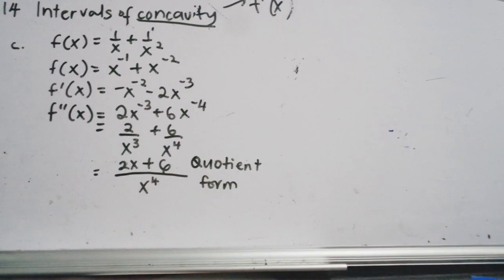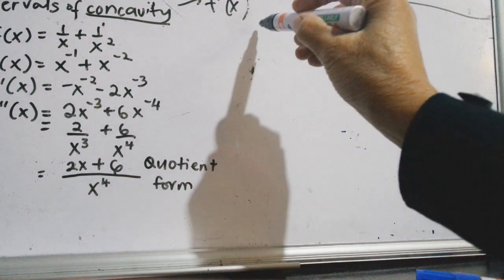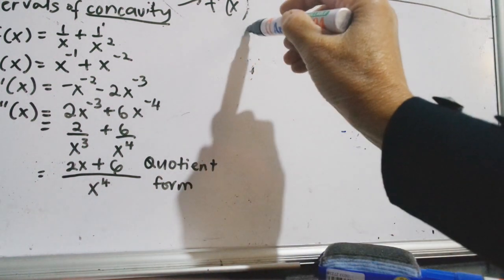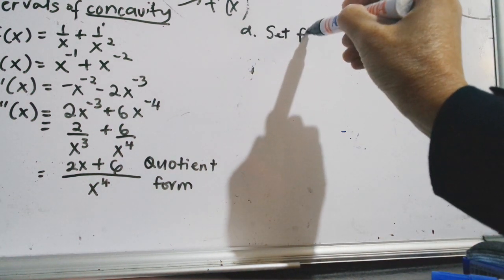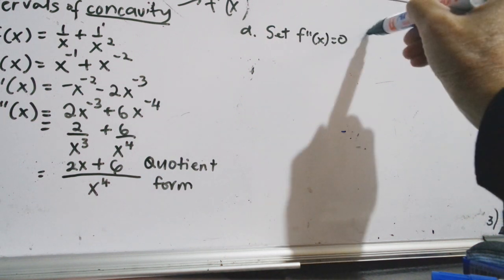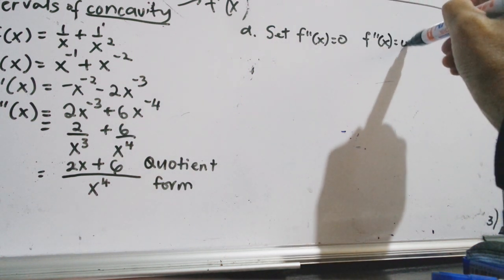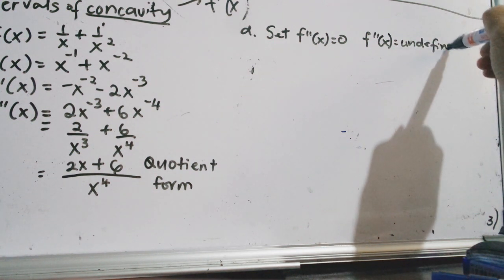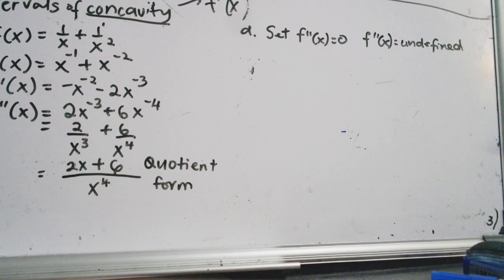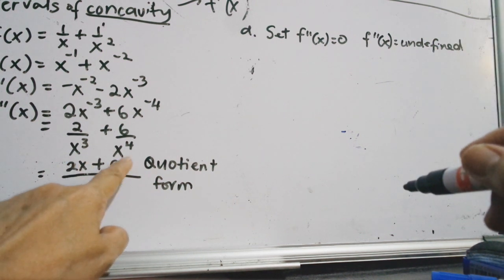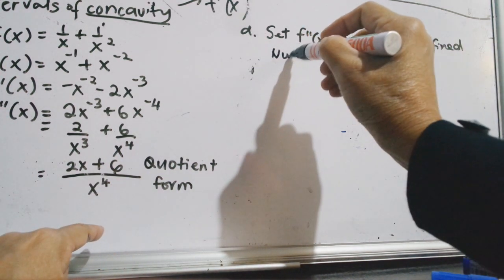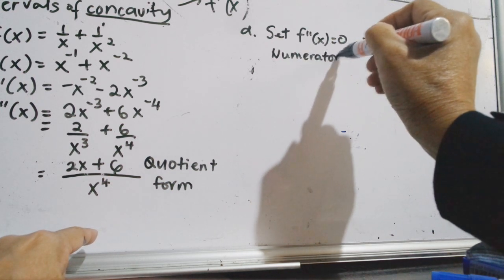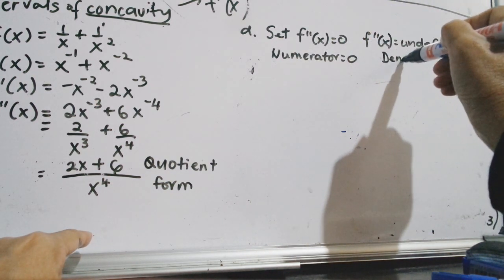Once I get that, the next step is to set f double prime of x equals 0, and then set f double prime of x undefined. For the 0, I take the numerator. The numerator is 2x plus 6, and x to the 4th is the denominator. So take the numerator equals to 0, and here the denominator equals to 0.